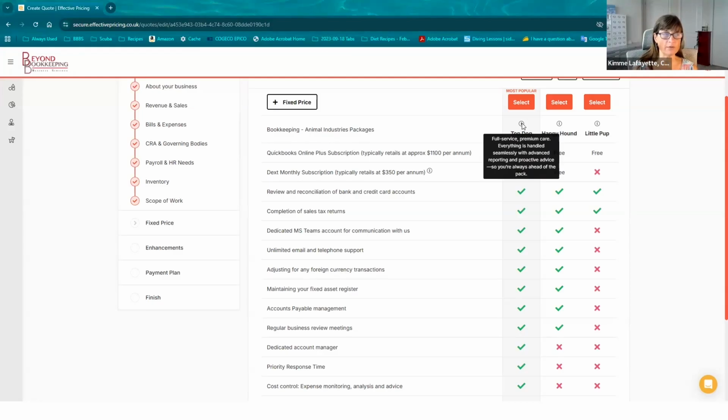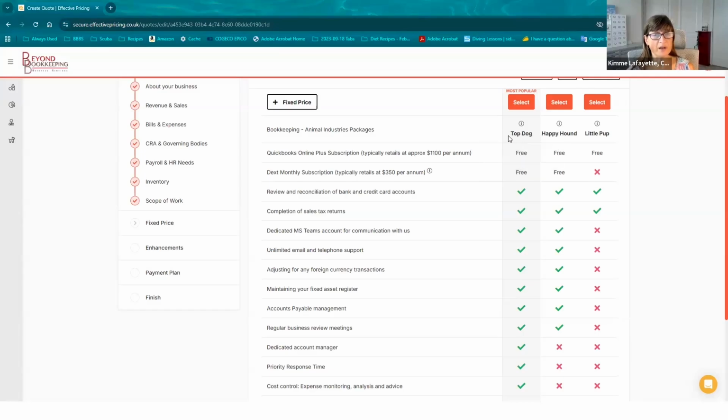We're going to do everything for you. It's going to be very seamless on your end. This is equivalent to having a full-time bookkeeper in your company that's available to you all the time. So you're always ahead of the pack. You're always forecasting and looking forward and knowing what's coming at you.